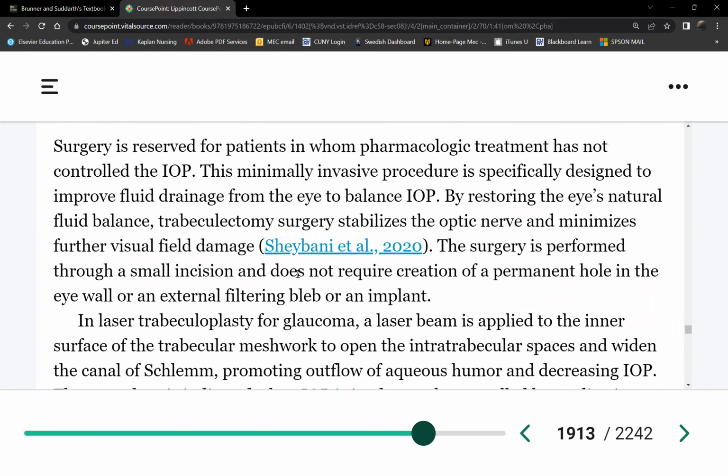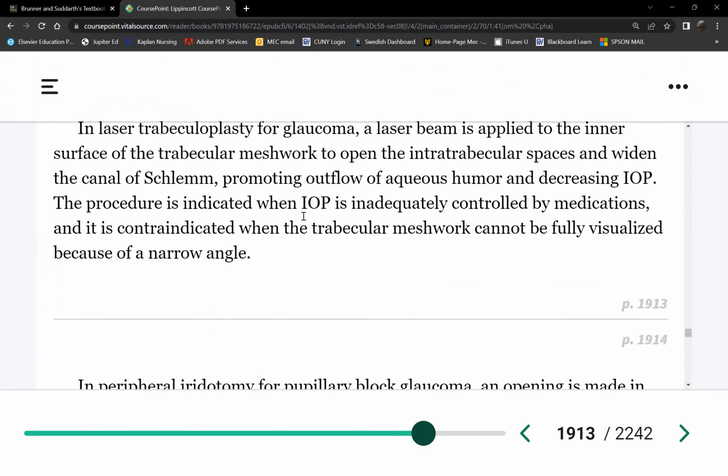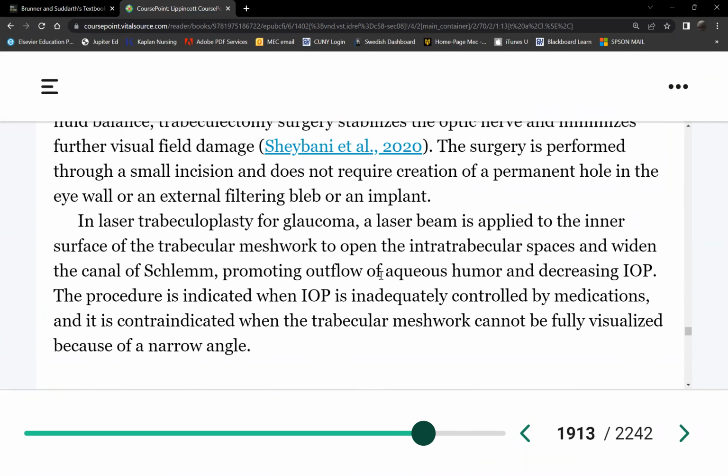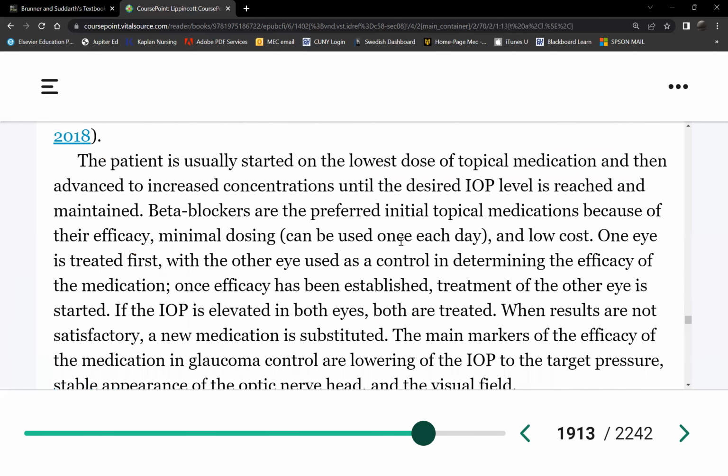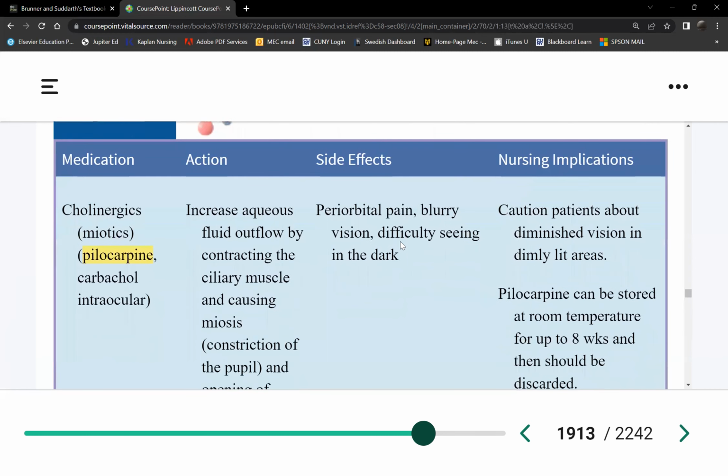Okay, so surgery is only reserved for who? Acute angle. And for patients who fail pharmacologic treatment, meaning they've been taking the eye drops for decades, but still have deterioration of the optic nerve and a sustained rise in intraocular pressure. The doctor decides which ones, but as you can see, most of these patients will be taking multiple, maybe two or sometimes more than two.